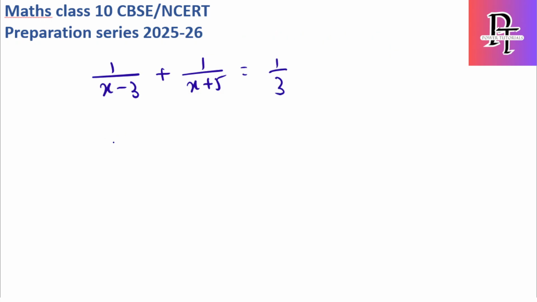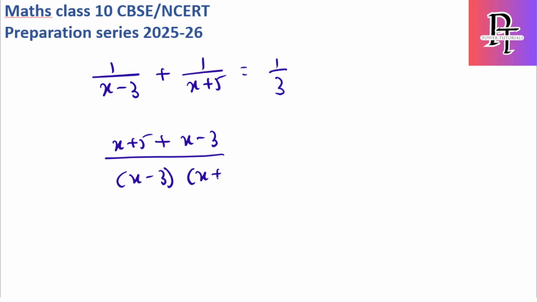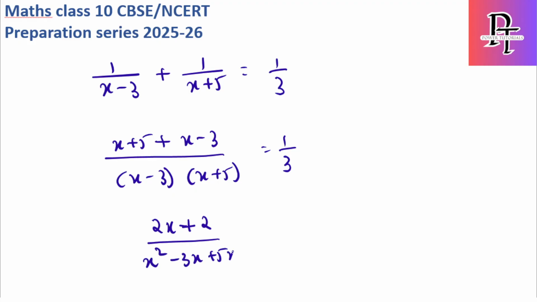So let's take the LCM here. (x + 5 + x - 3) / ((x - 3)(x + 5)) is equal to 1/3. So x plus x becomes 2x, 5 minus 3 is 2, over x² - 3x + 5x - 15, because 5 into minus 3 is minus 15, is equal to 1/3.